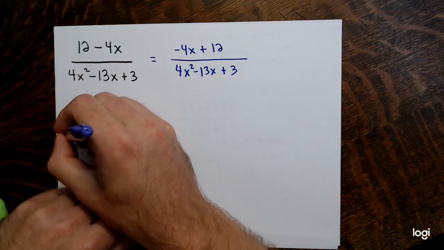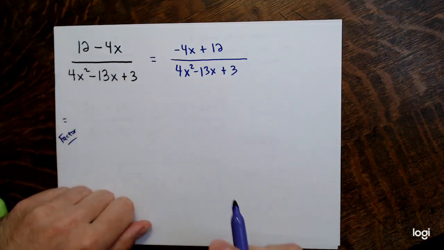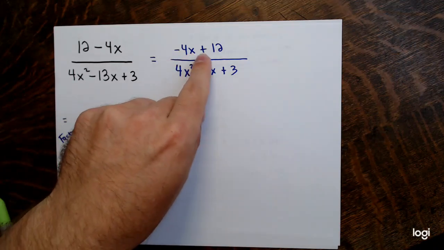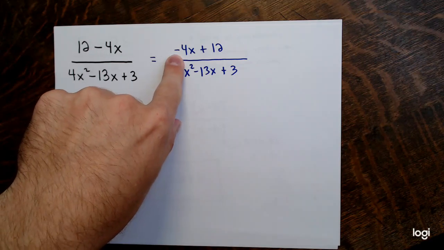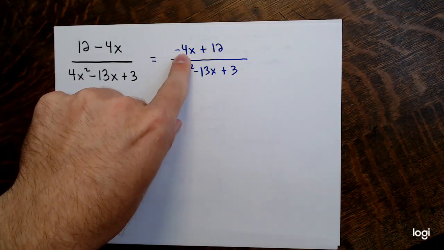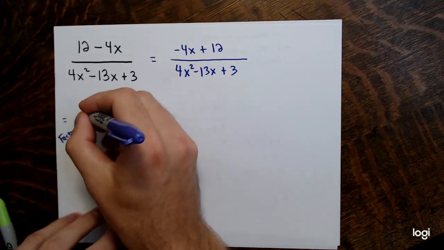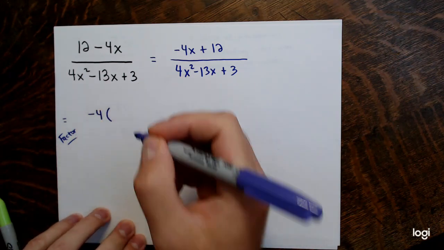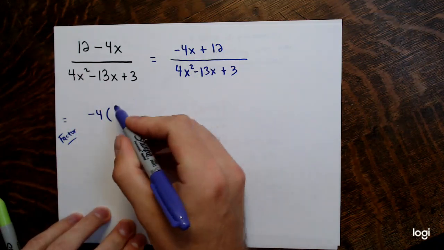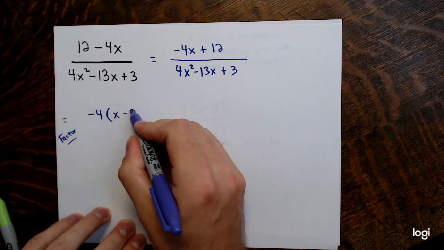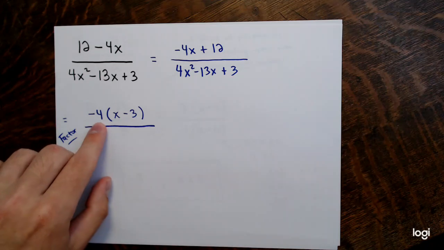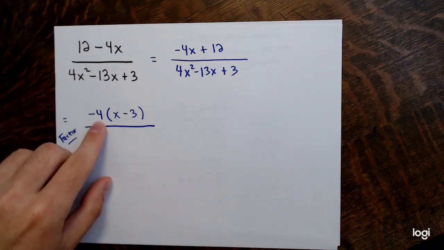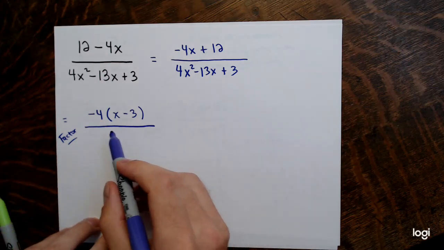So here comes the factoring part. In the numerator, the greatest common factor is 4, but as I've said before, my lead coefficient is negative. So instead of pulling out 4, I'm going to pull out negative 4. And when I remove negative 4 from the numerator, the other factor would be x minus 3. If you'd like to break down 4 even further, go ahead, make that 2 times 2, the opposite of 2 times 2. But I'll leave it that way for now.